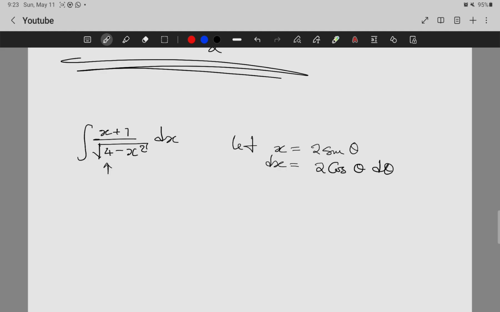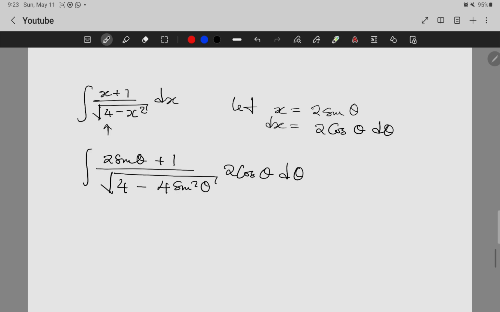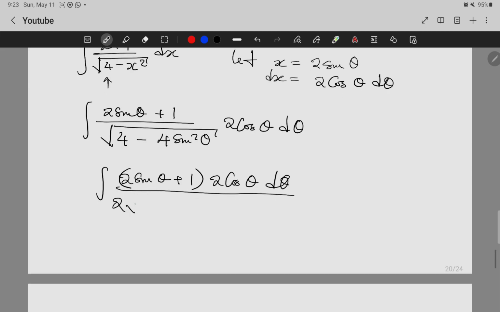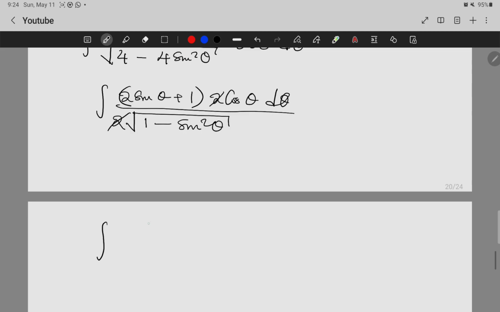Okay, so now we substitute. Where we have x, we are putting 2 sine theta. So this is root of 4 minus, I put x again, squared, so we get 4 there, then sine squared theta. Where I have dx, we're putting 2 cos theta d theta. Then the same way, we deal with that square root. So the 4 comes out, gets square rooted, becomes a 2, leaving us with 1 minus sine squared theta. The 2 and the 2 cancel. We know 1 minus sine squared is cos squared.